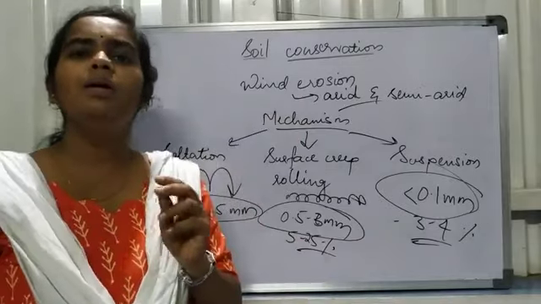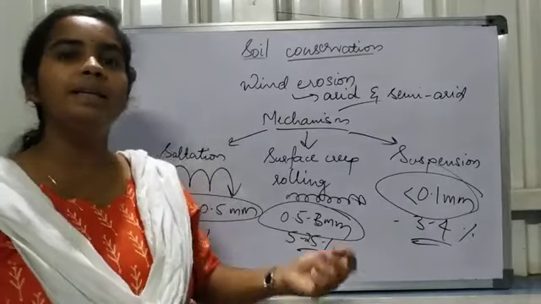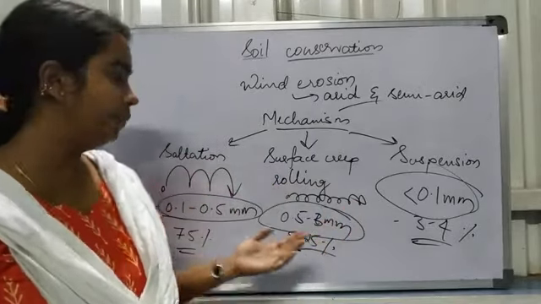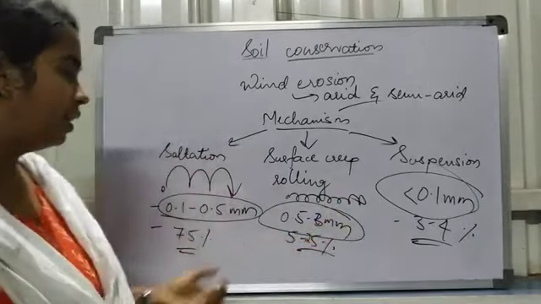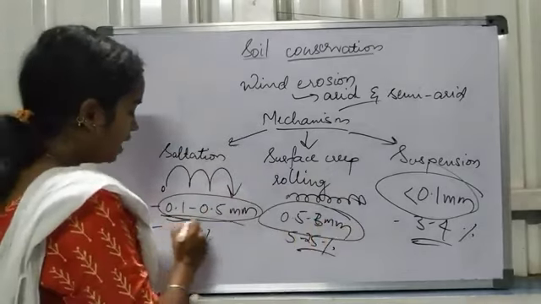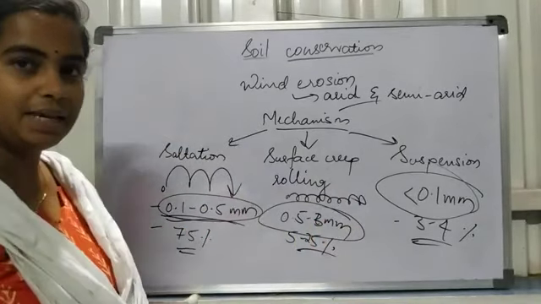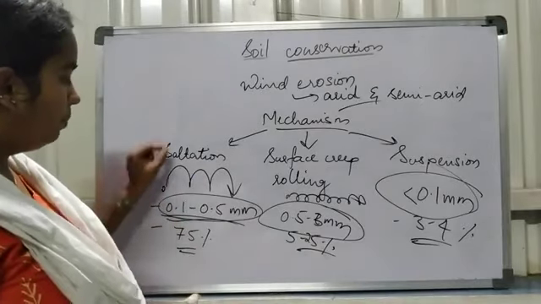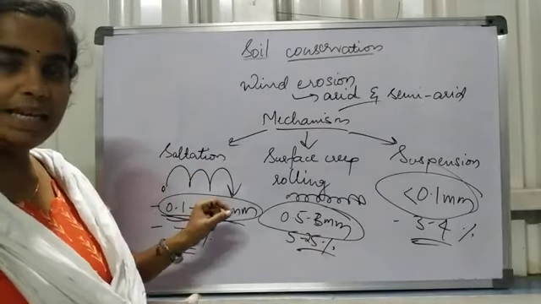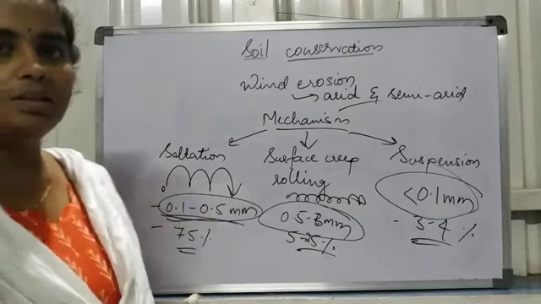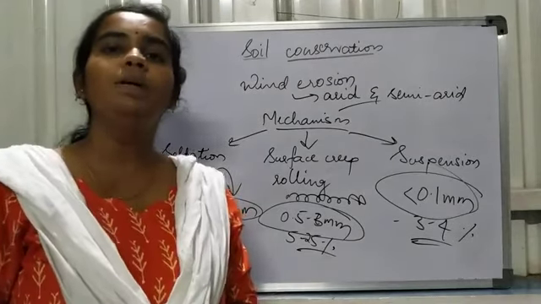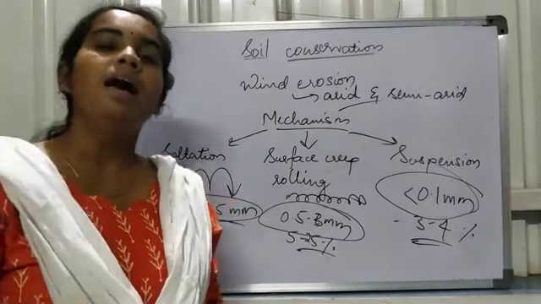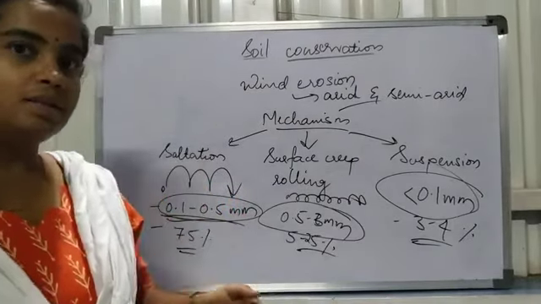So if you remember the basic logic behind this, it is very easy to remember the size of the particle. In saltation, the size of the particle is medium. Such particles only can be jumped very easily in the atmosphere. The particles will jump up to some 30 to 60 centimeters in the air, and then again fall to the earth's surface.